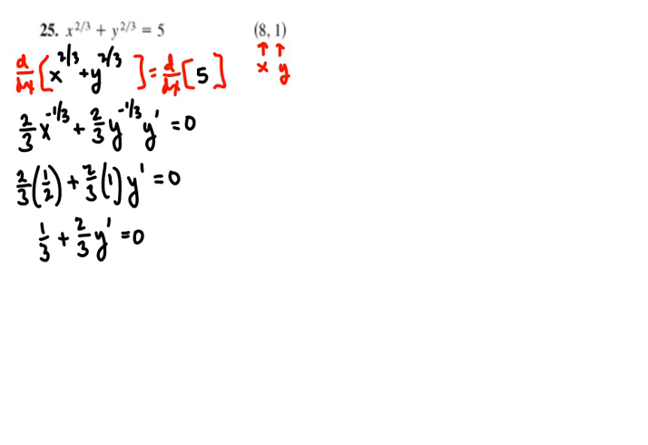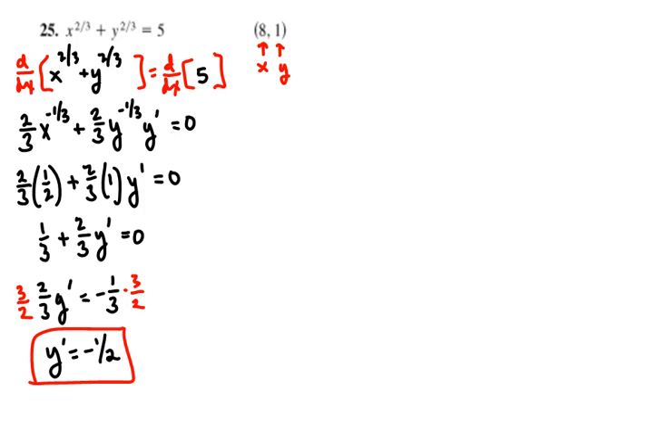Solving for y prime, we move the 1/3 to the right side, multiplying both sides by 3/2, and that's going to give me y prime is equal to negative 1/2. And we're done. Alright, so again, you could go into Wolfram Alpha and pull up a picture of that graph and look at the point (8, 1) and see, do you have a negative slope that looks like it's about a half? You can do all that on your own. I'm going to go on to 27.